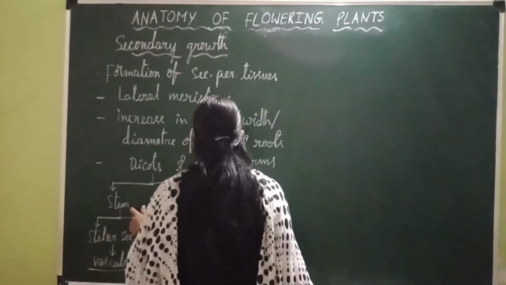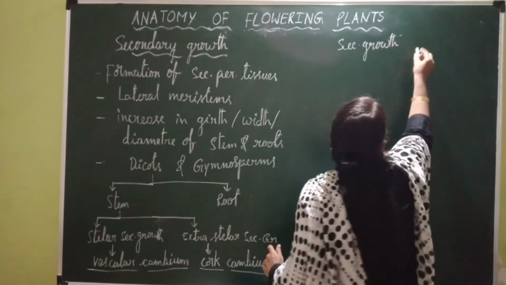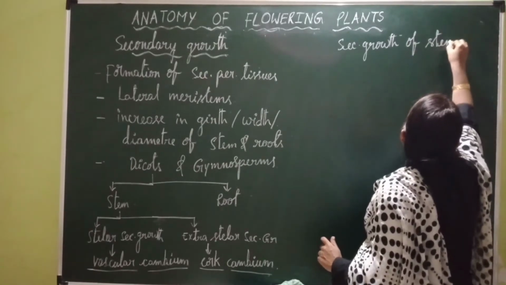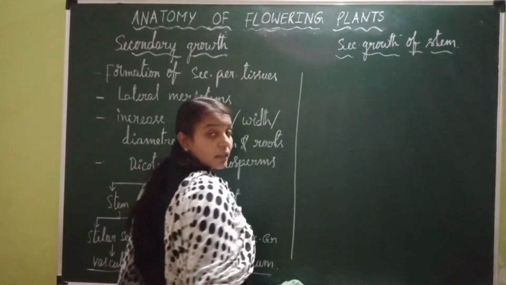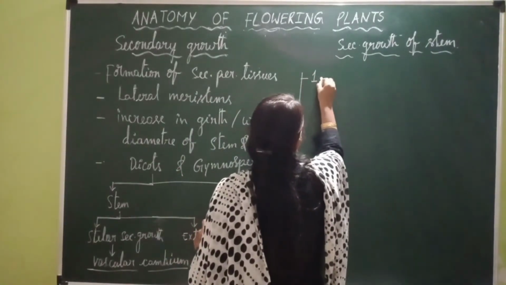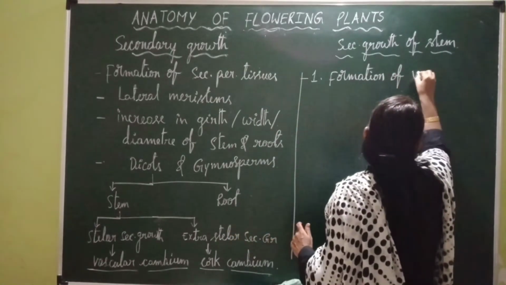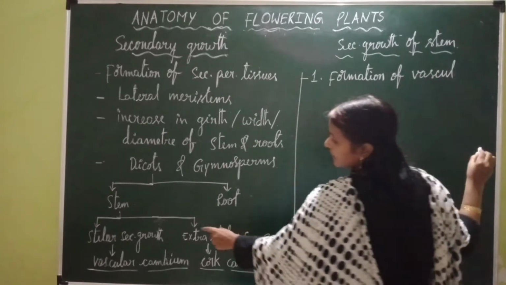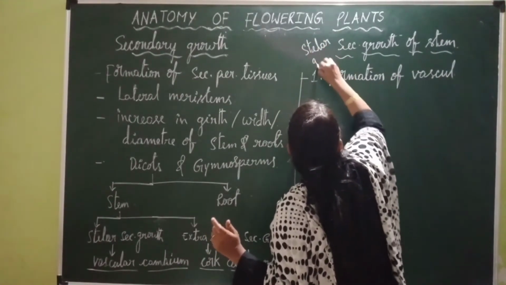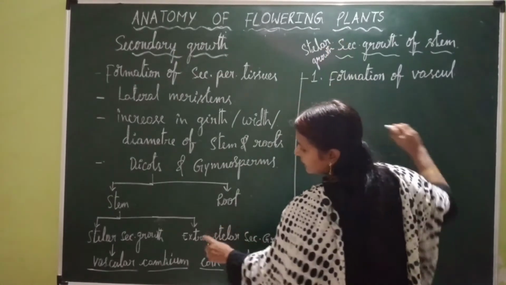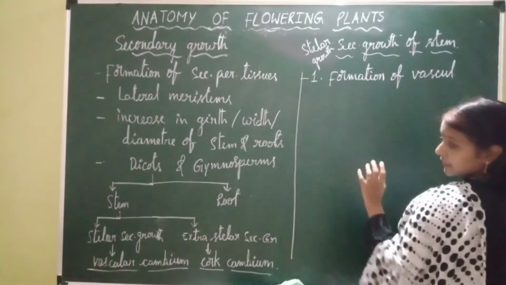Okay, let's study all the steps of the secondary growth of stem. Now let's study the secondary growth of stem stepwise. Secondary growth in stem involves different steps. First step is formation of vascular cambium. How is this vascular cambium formed? First, let's start with stelar growth, step by step. After completion of the stelar growth, let's start with extrastelar growth of stem.